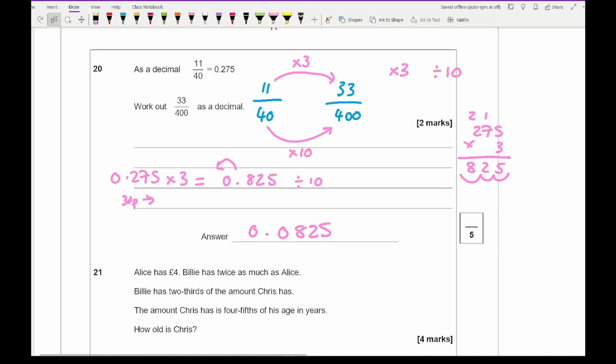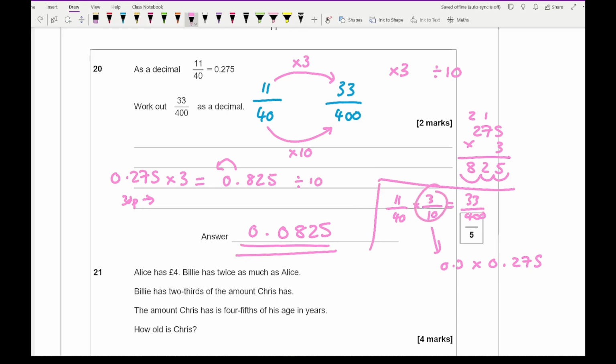Another alternative you could have done is recognize that to get from 11 over 40 times by something equals 33 over 400, well that's going to be 3 over 10. Now 3/10 is 0.3, so if I do 0.3 times 0.275, and again, if you're good with your multiplying with decimals, if I work that out, I would still get the same answer. So again, two different ways of working this out, and it's entirely up to you which one you choose. As long as you show full working out and you get the right answer, you're looking good for the 2 marks.